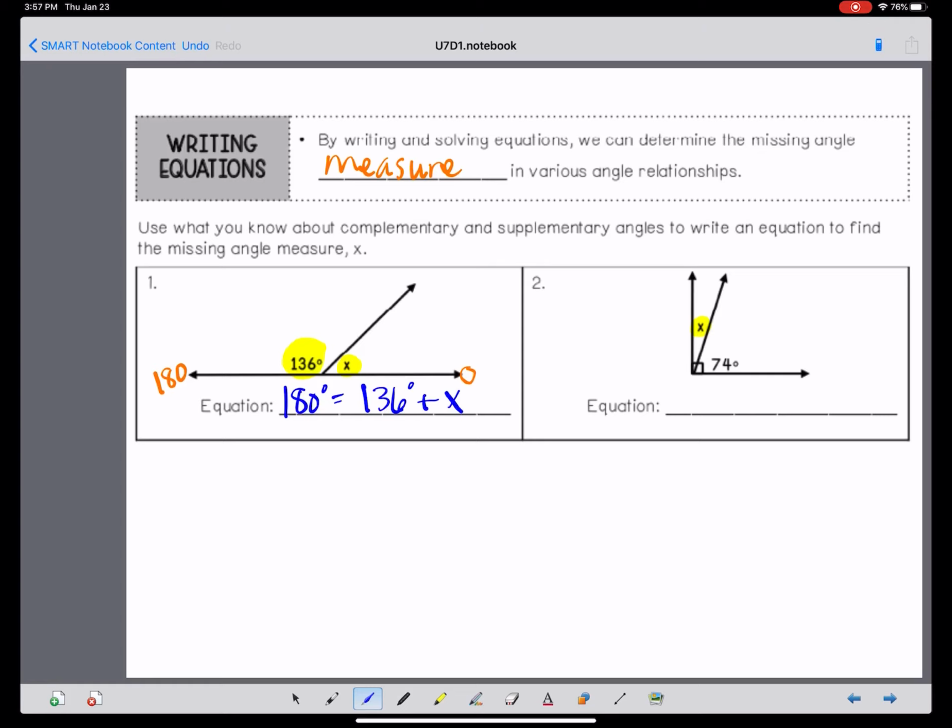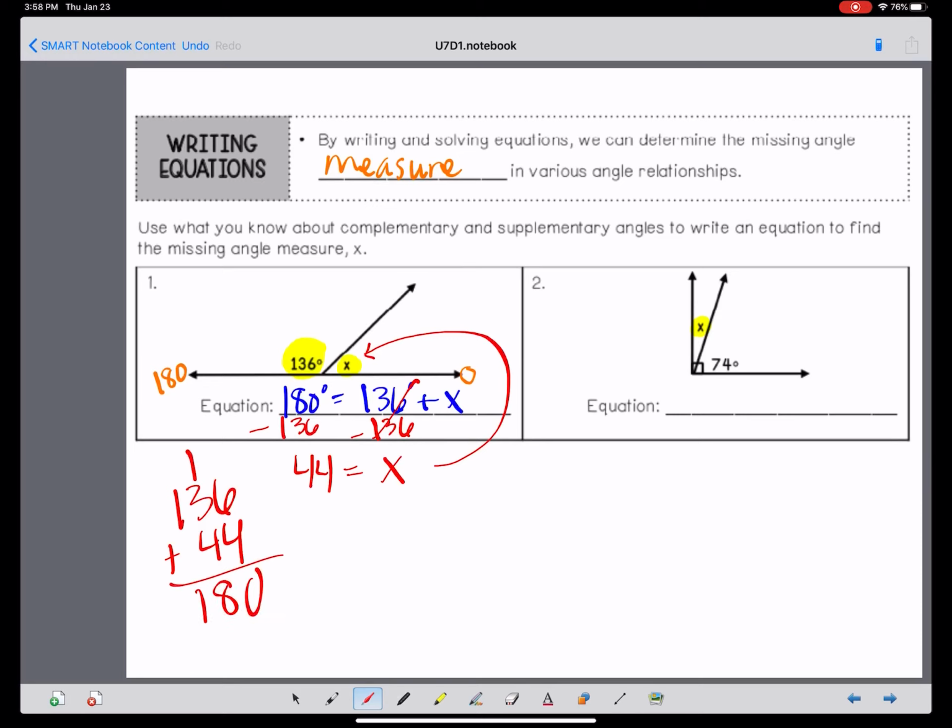The first step that you would take, you would subtract 136 from both sides. And 180 minus 136, I think that's 44. I hope so. Equals x. And so that says, hey, this value right here is 44. Let's go ahead and double check. Is 136 plus 44 equal to 180? Perfect. That's how I know that I did my math right.